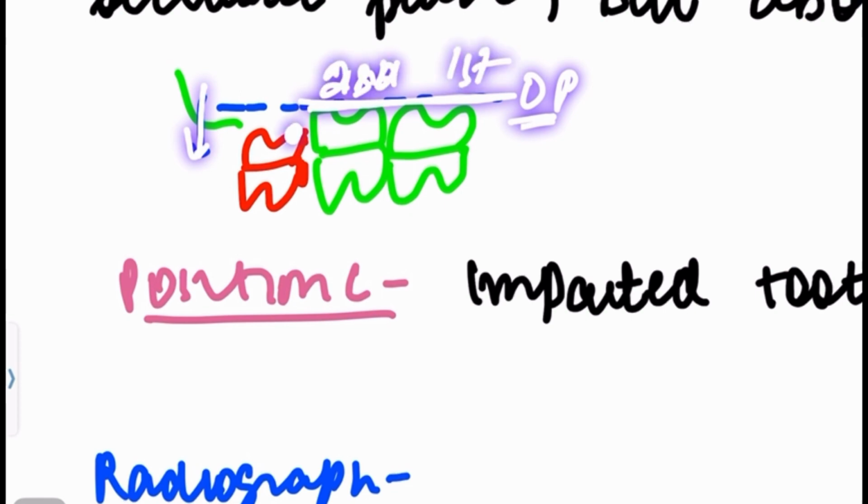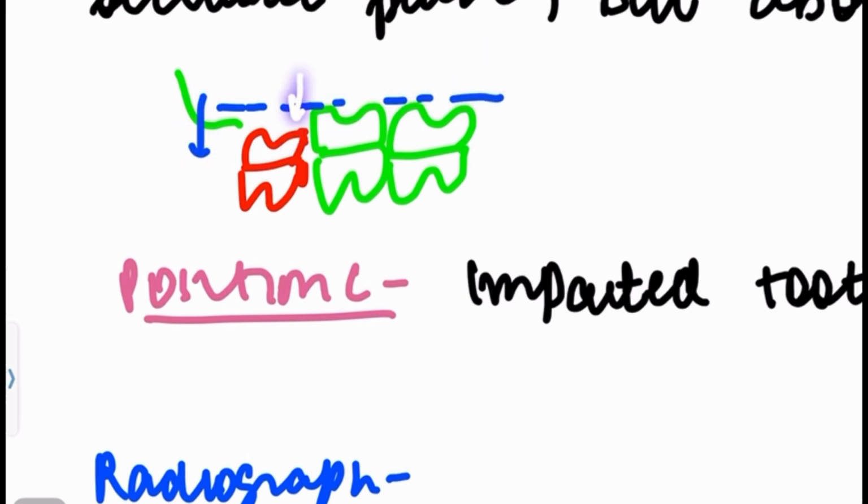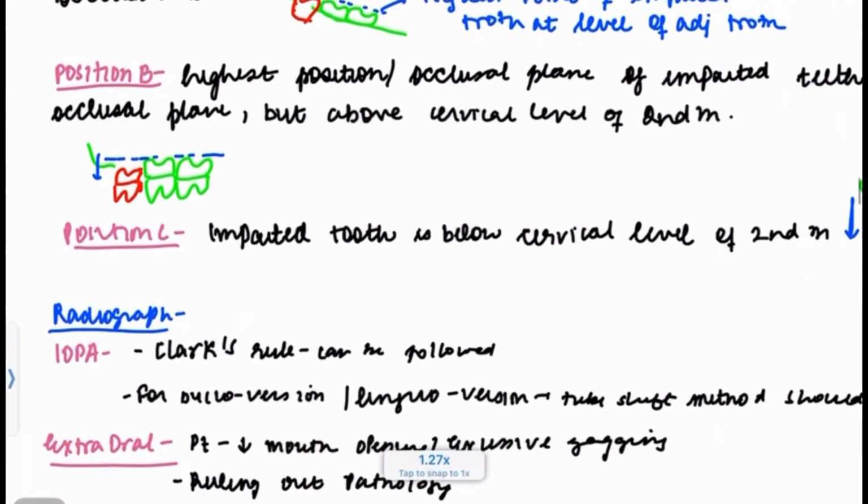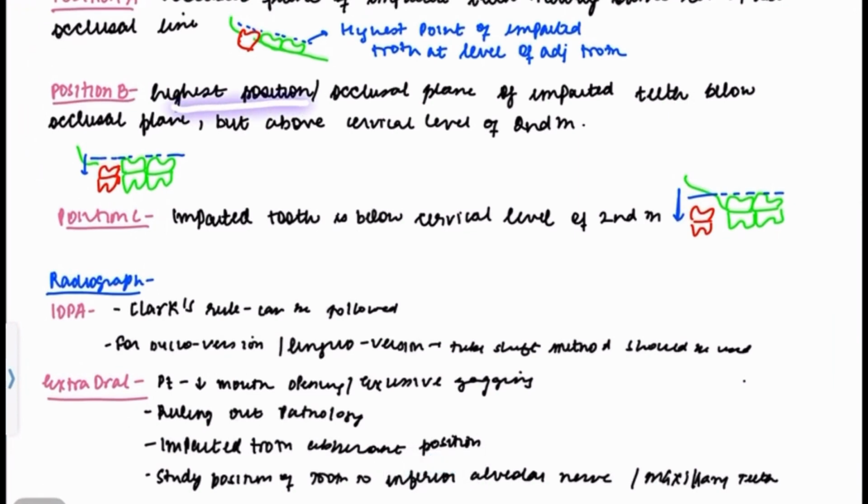And the highest point of this impacted tooth is at a lower level than the second molar, but this highest point is above the cervical line. This is the cervical line of the second molar. So the highest point of this impacted tooth is at a lower level than the occlusal plane, but at a higher level than the cervical line of the second molar. So let's read this. The highest position of the impacted tooth is below the occlusal plane but above the cervical line of the second molar.